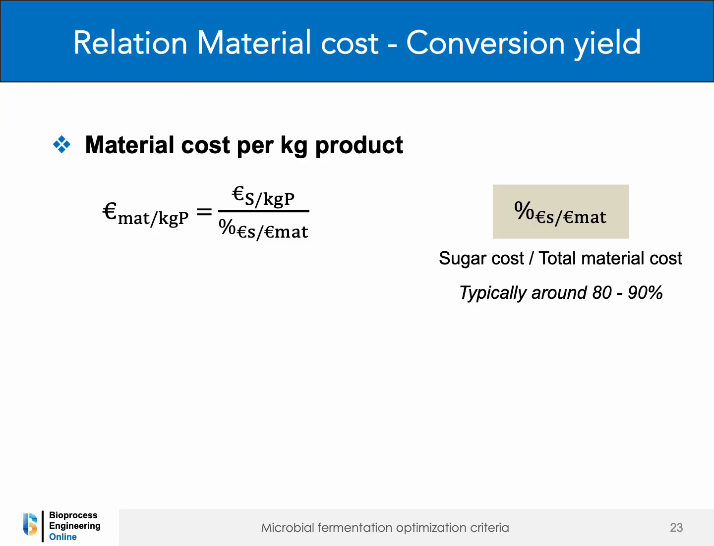Euros mat per kilogram P equals euros S per kilogram P divided by percentage euros S over euros mat. By combining with the previous relation for euros S per kilogram P, euros mat per kilogram P equals 1 over percentage euros S over euros mat, times euros S per kilogram S, divided by YP over S.